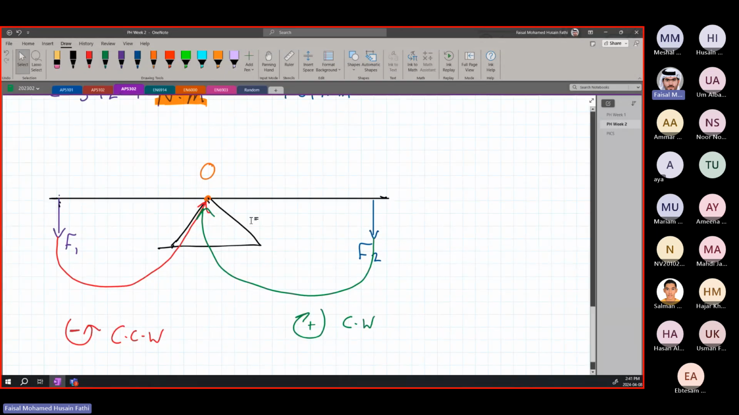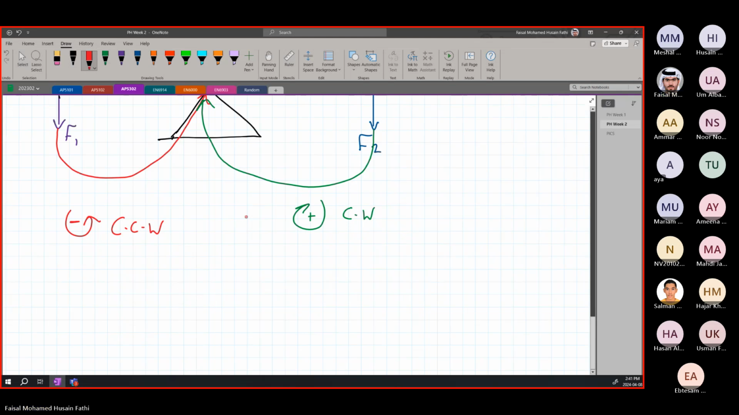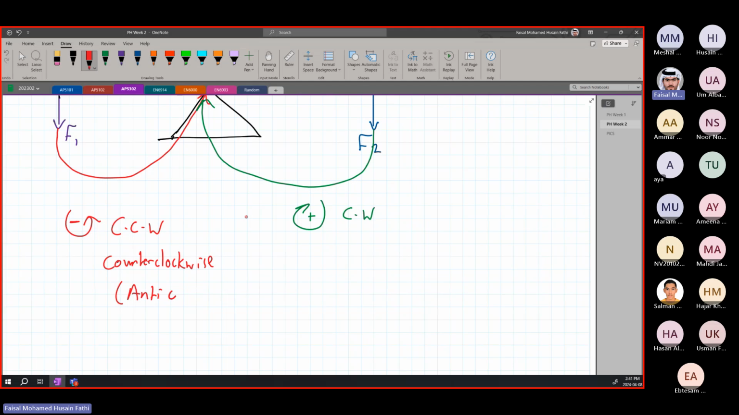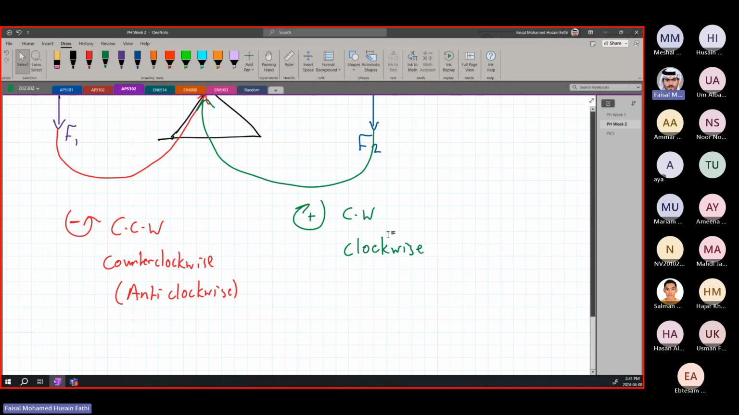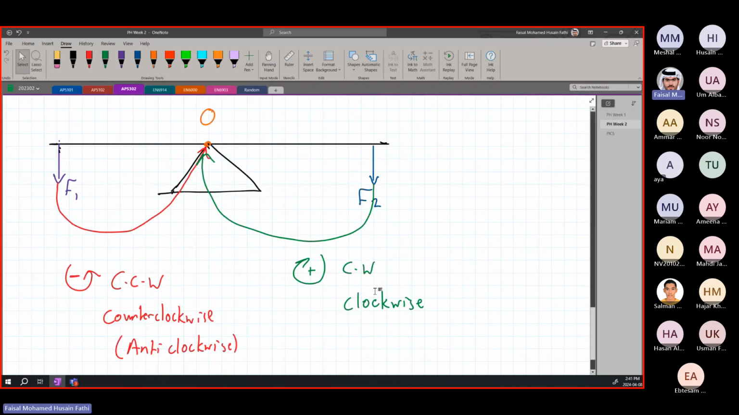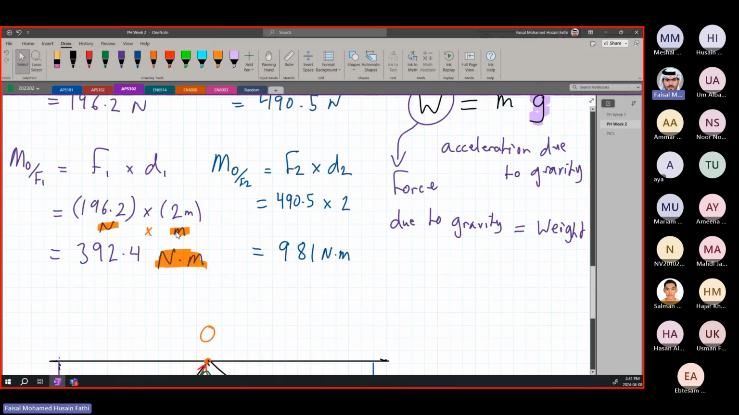Again, this is counterclockwise, or sometimes they call it anti-clockwise. It is the same thing. And this is clockwise. All right. So since this is in the clockwise direction, it is positive, and this is in the anti-clockwise direction, it is negative.